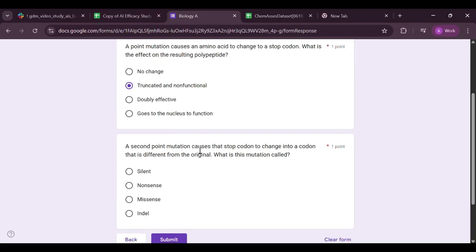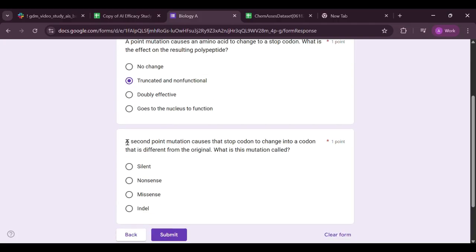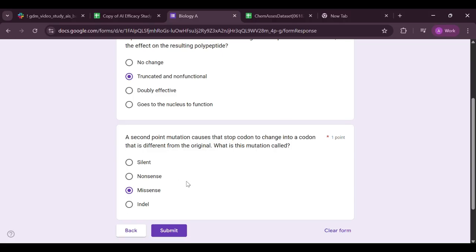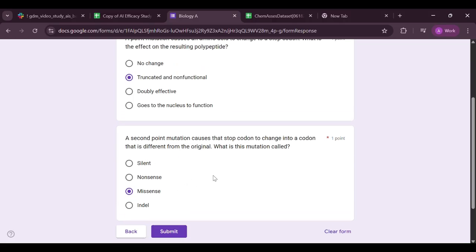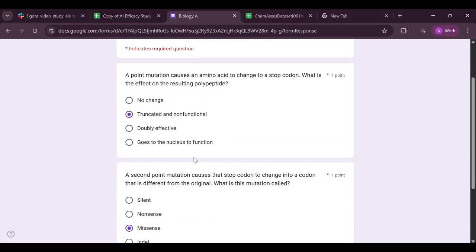Now here we can see the second part: a mutation causes a stop codon to change into a codon that is different from the original. What is this mutation called? So this was none other than missense mutation. So here the correct answer will be missense mutation. So let's sum it up and check how many answers are correct.